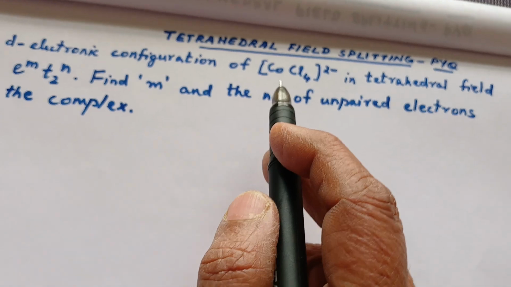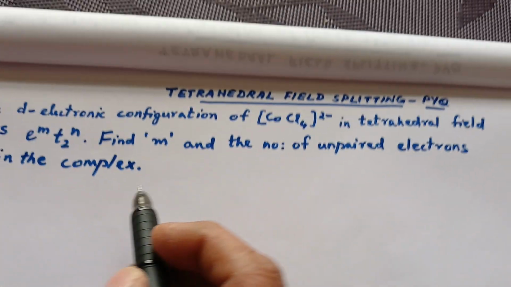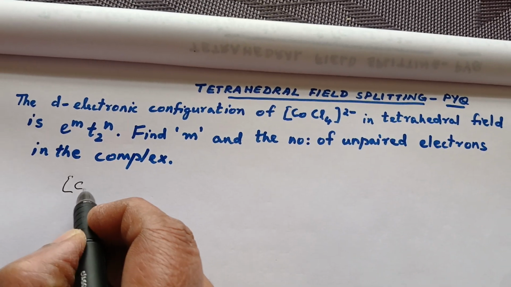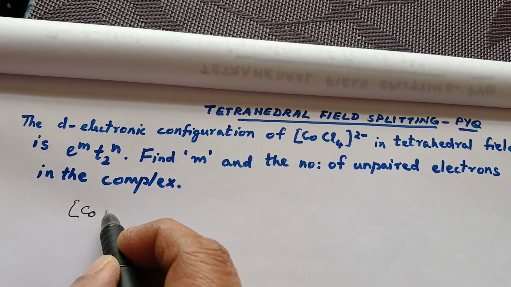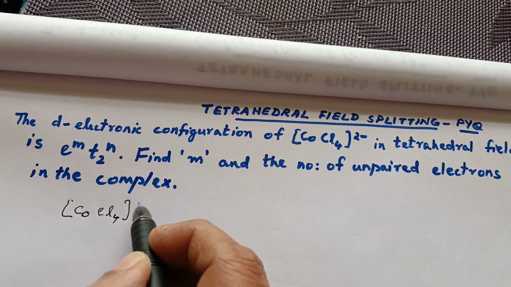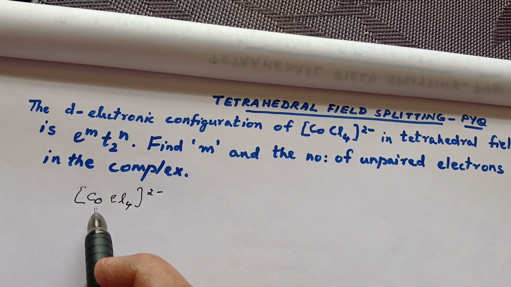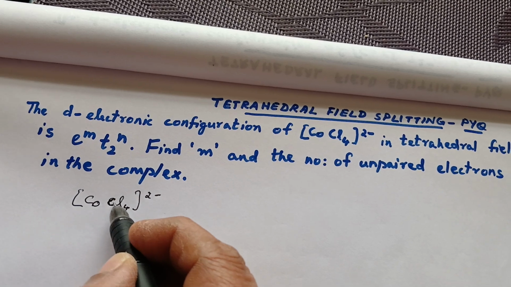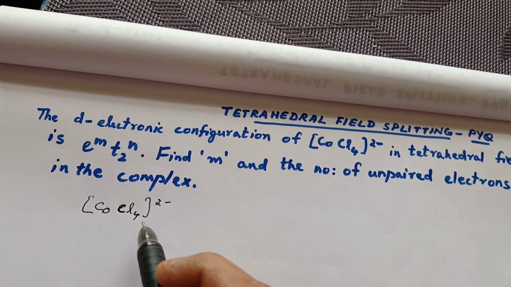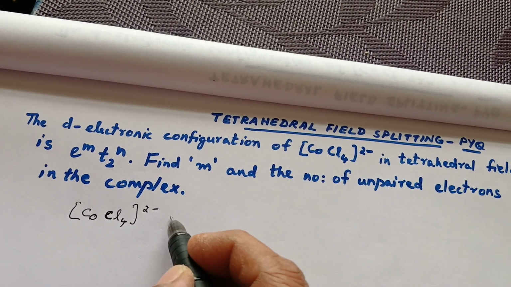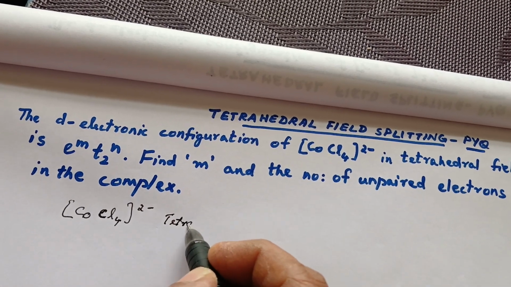The complex given to us is CoCl4 2-. Cobalt is the central metal atom. Then Cl4, chloride ions, are the ligands. There are 4 ligands, so it is a tetrahedral complex.